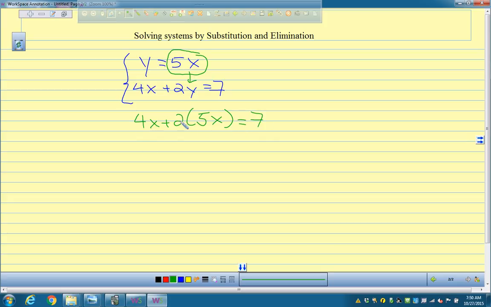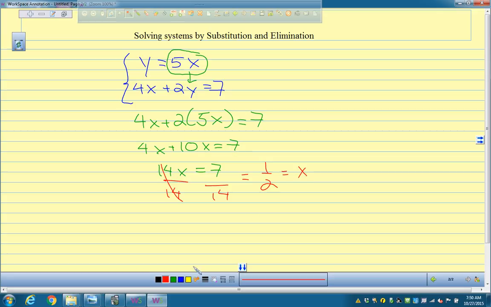Then you distribute. You have to distribute through, okay? And 4x plus 10x equals 7. 14x, should I do that right? Equals 7. Then what? Divide by 14. x equals 7 over 14, which is equal to what? 1/2, okay? So that's x equals 1/2.